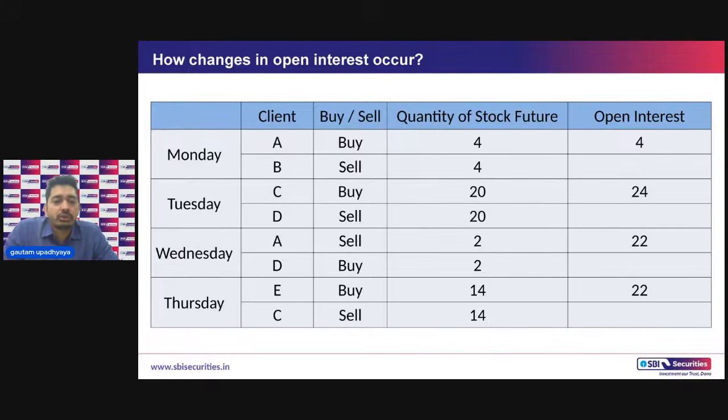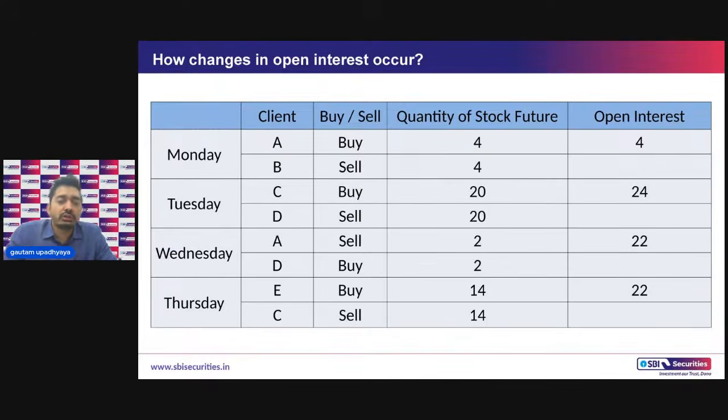Trader C buys 20 lots. Trader D sells 20 lots. So now we had 4 open interest positions already, and now a fresh set of 2 new traders come in and create fresh positions in the index. That's how our open interest comes to 24, which was 4 earlier, plus the new set of traders who have come and created their positions.